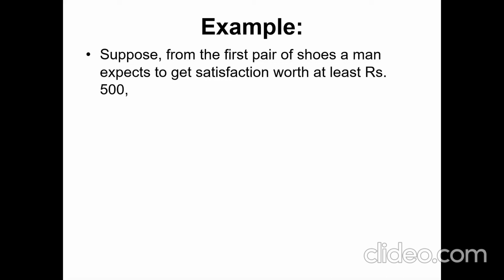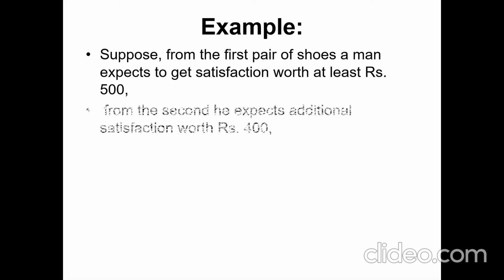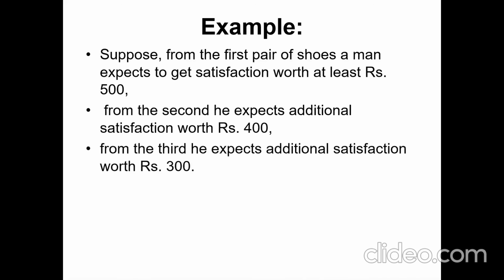So in order to get definiteness of our idea, let us take the example of shoes. Suppose from the first pair of shoes, a man expects to get satisfaction worth at least rupees 500. From the second, he expects additional satisfaction of rupees 400. And from the third, he expects 300. Suppose he is thus induced to buy 3 pairs and no more. Now, since in a market there cannot be more than one price, the price that he pays for each pair is measured.